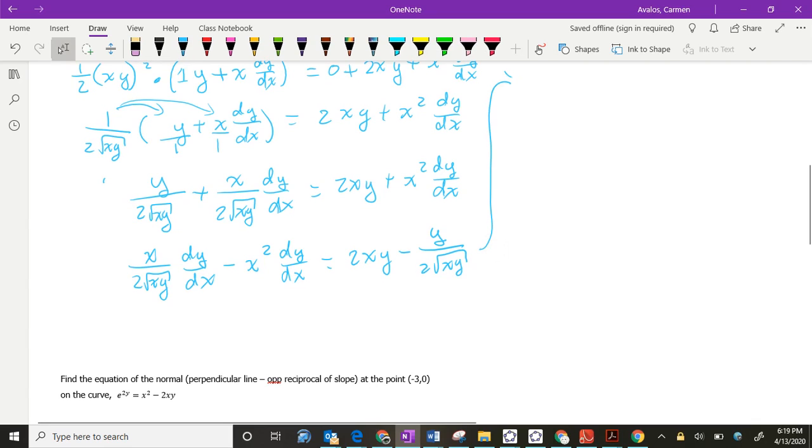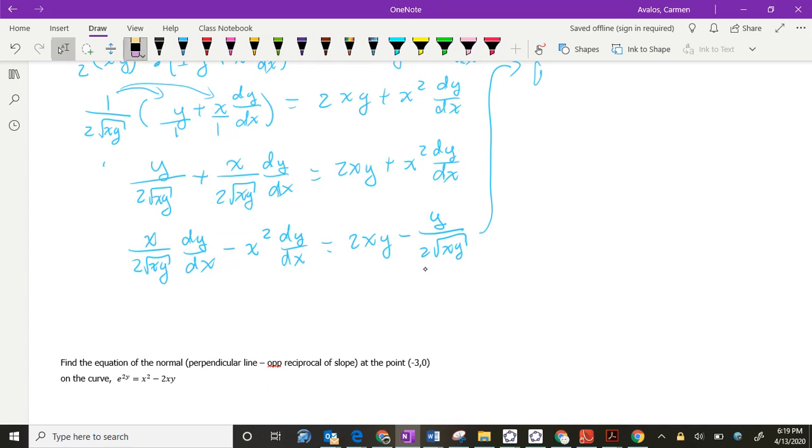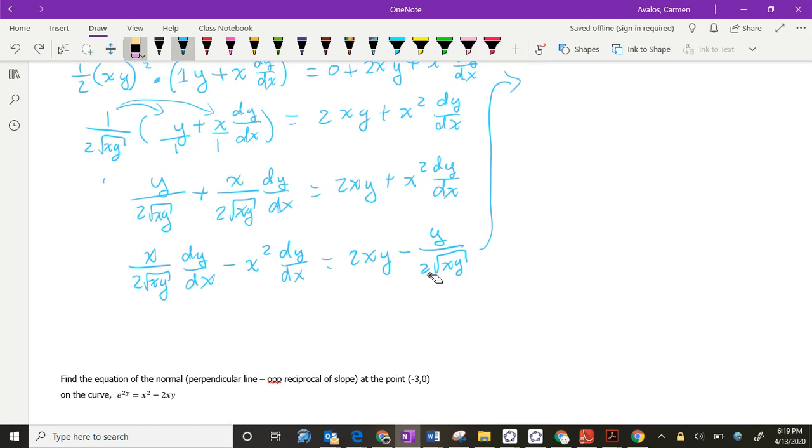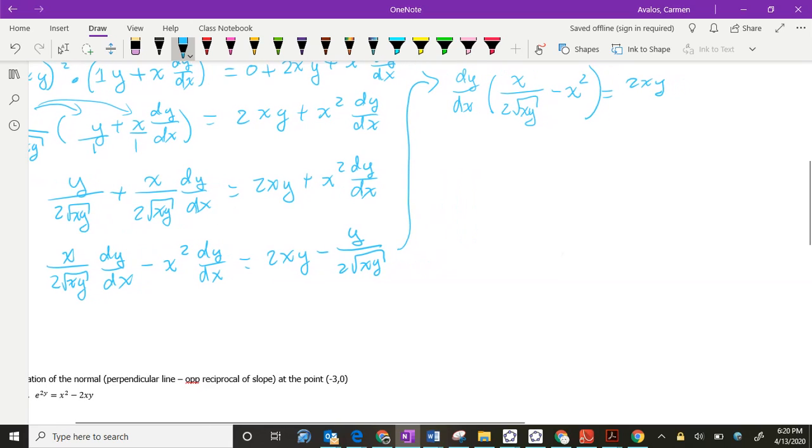I'm going to move over to this side over here, and so now I could actually factor the dy/dx there. So I am going to have this to be dy/dx, and then inside I'm going to have x over 2 square root of xy minus x squared, and that is going to equal 2xy minus y over 2 square root of xy. So now I just have to get rid of this.